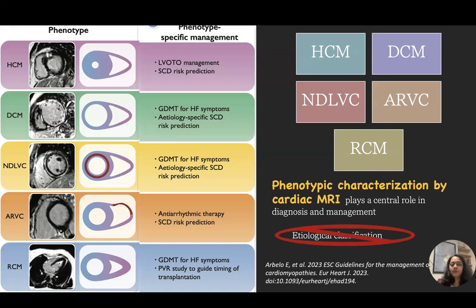The recently published European Society of Cardiology guidelines in 2023 is a pioneering document that shifts our thinking of cardiomyopathy from an etiological classification to a phenotype-based classification. Is the chamber dilated or is it non-dilated? Is it restricted? Are the walls thick? These are the phenotypes that are heavily emphasized in the diagnostic and management approaches of cardiomyopathy.